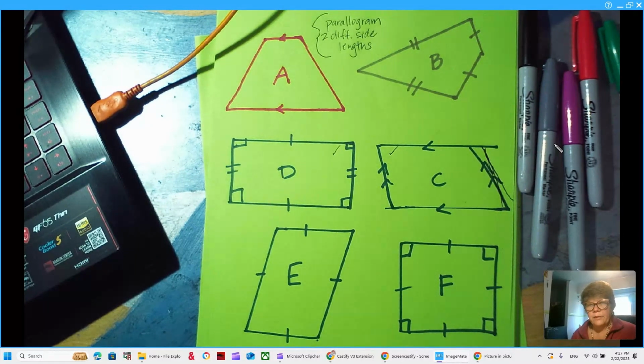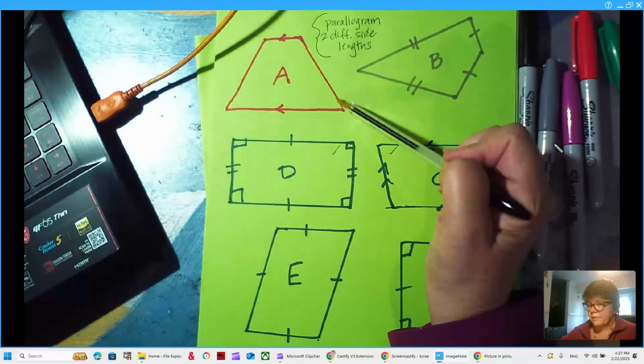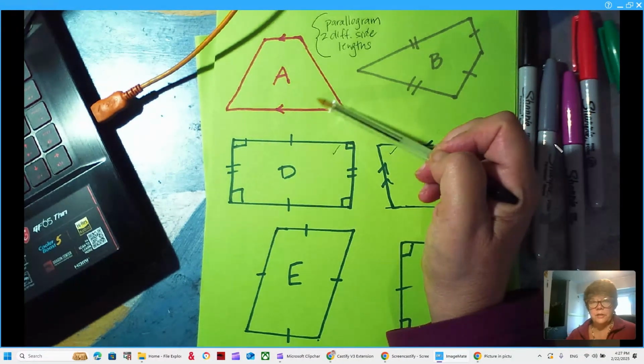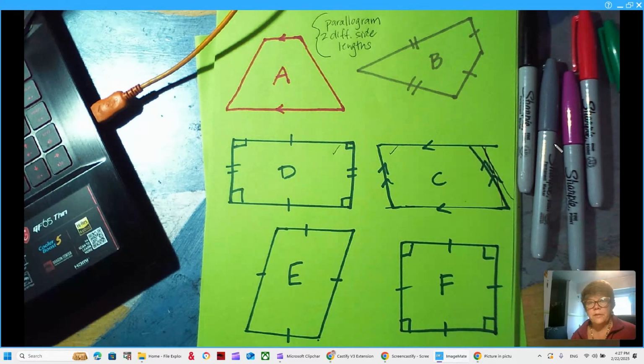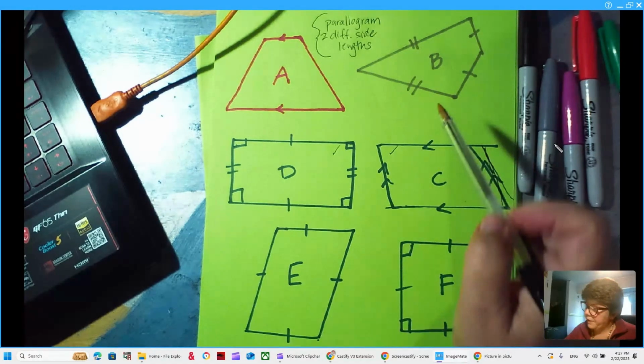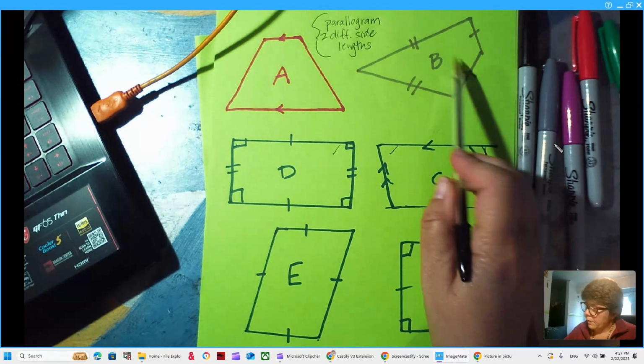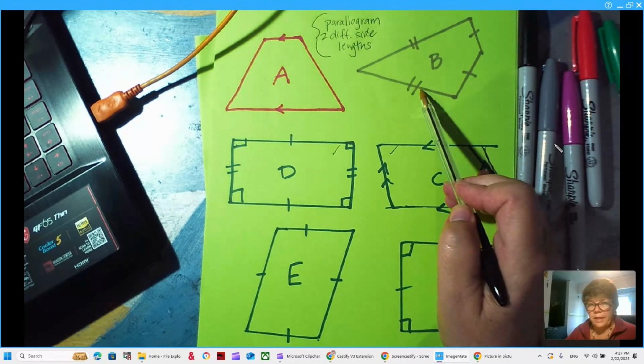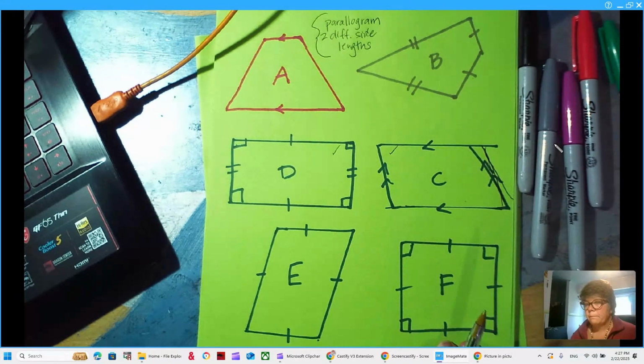I'm looking at A. Are you looking at A? Why is it not a parallelogram? Do you see these two lines? These two are not parallel, right? They're coming towards each other, so they're going to run into each other. They're not going to go on forever. And same thing with B. We do not have parallel opposite sides, so they don't match our description.